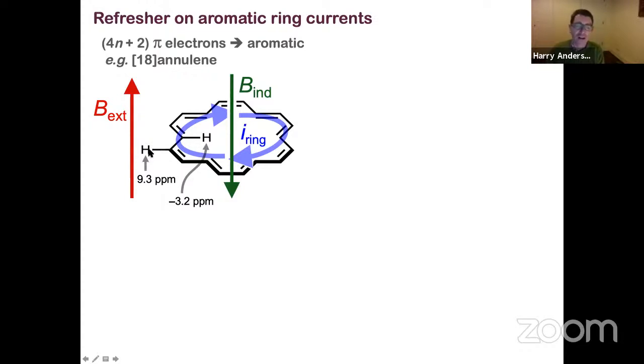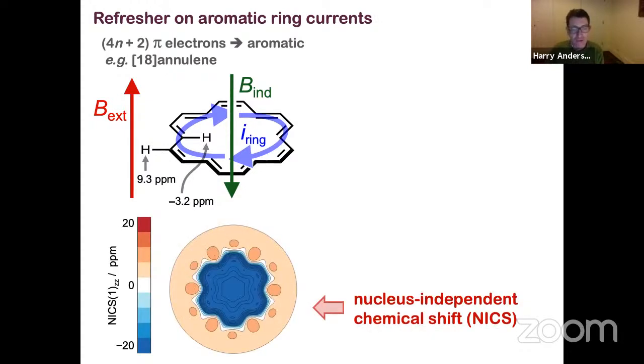You can also explore this computationally, and the parameter that people normally calculate is called the nucleus-independent chemical shift, or NICS value. And it just shows the shielding or de-shielding due to the ring current. So this is a plot across the plane of the molecule showing how you have shielding on the inside and de-shielding on the outside because it's got an aromatic ring current. So that's what happens if you have 4n plus 2 pi-electrons. If you have 4n, you get the opposite behavior, it's antiaromatic.